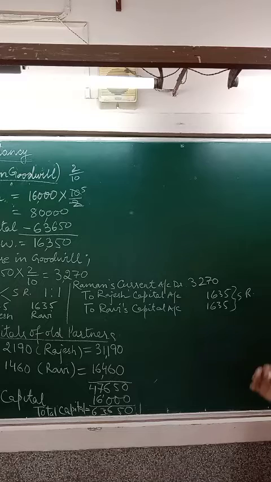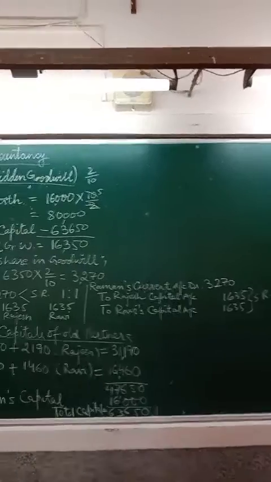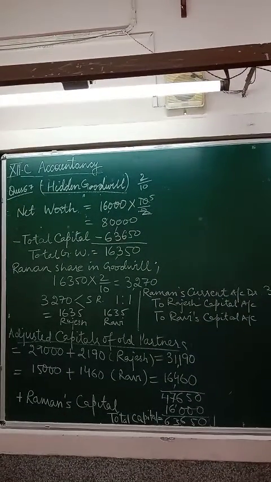Now what we are going to do? We are going to make the partners' capital account. Check out these calculations and then we will move further. We have calculated the net worth of the firm minus the total capital of all the three partners. The total capital of all the three partners subtracted will get you the total goodwill of the firm, rupees 16,350. From 16,350 you calculate Raman's share in goodwill, which is 3,270. This 3,270 will be distributed amongst Rajesh and Ravi in their sacrificing ratio. After this, we are going to make the partners' capital account.